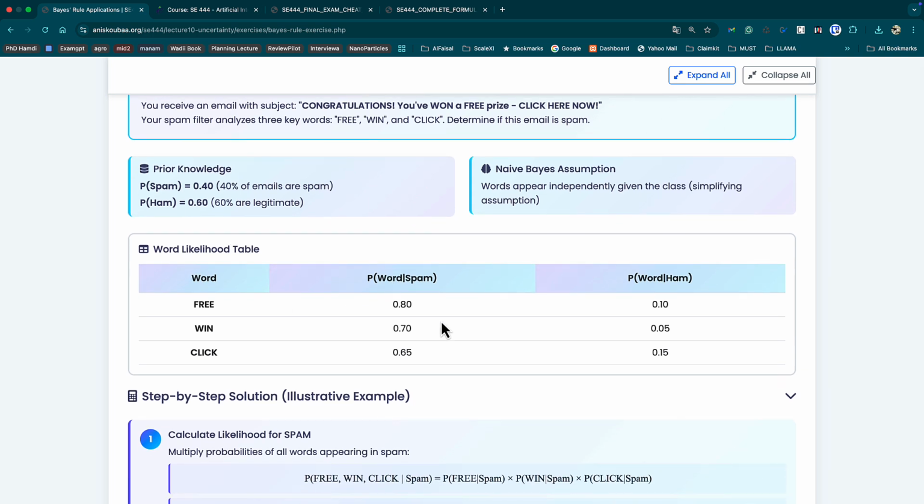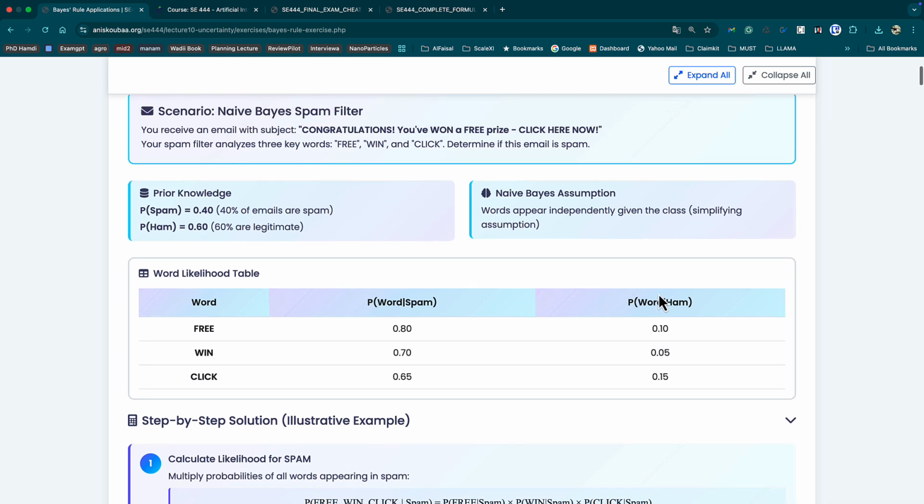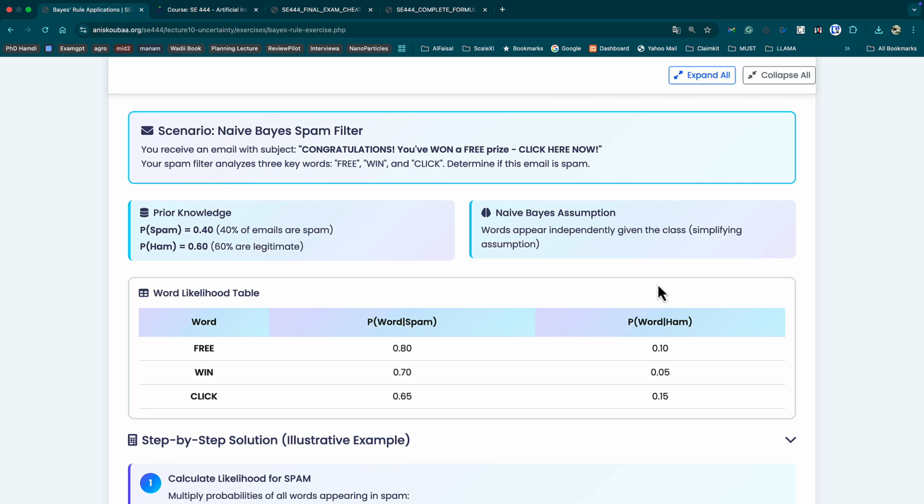Imagine that you have a lot of emails. We know what is spam, what is not spam. And in all the spams, we found that this word exists 80%, 70%, 65%. So these are conditional probabilities: the probability of the word given the email is a spam, and the probability of the same word given the email is not a spam. And now the question is to determine if the email is a spam.